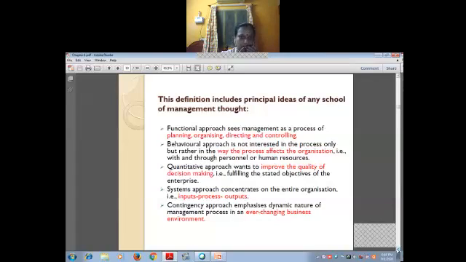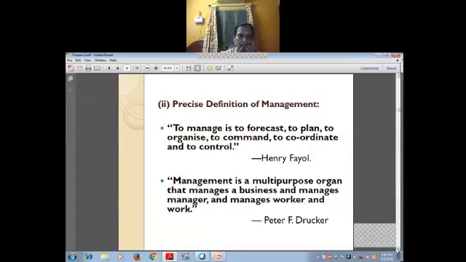And then there is this definition of management. To manage is to forecast, to plan, to organize, to command, to coordinate, and to control. This is what Henry Fayol is saying. So management is nothing but you have to forecast, and you have to plan according to that.